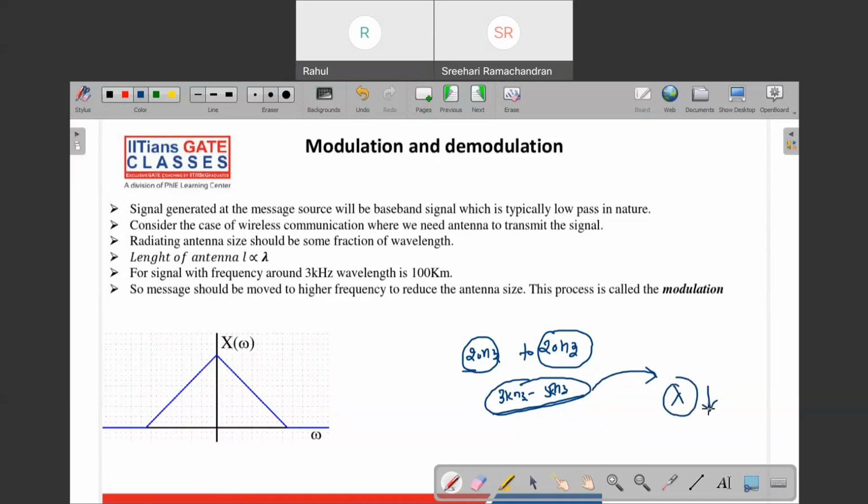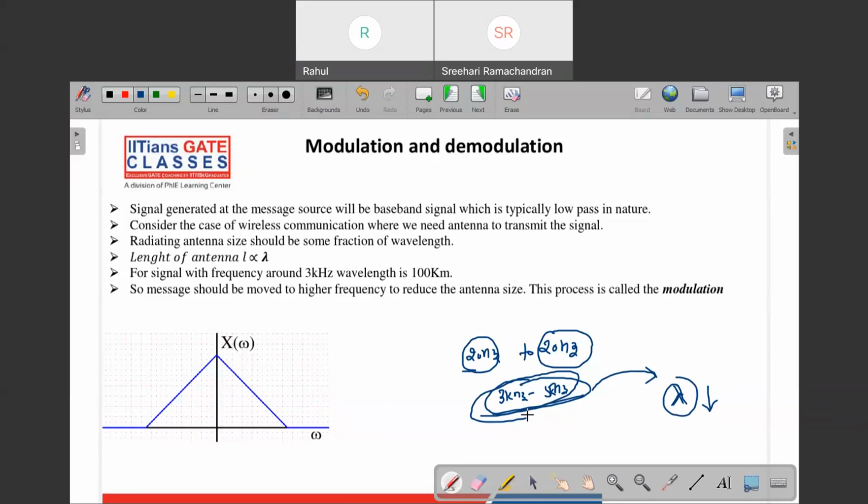And since the lambda is down, we will need a smaller size of antenna to transmit this signal, or we need to design an antenna which will be in the order of this lambda, which is much lower than for the unmodulated signal. Okay, so this is the first reason we want to do the modulation: to reduce the size of the antenna. Second thing is the interference.